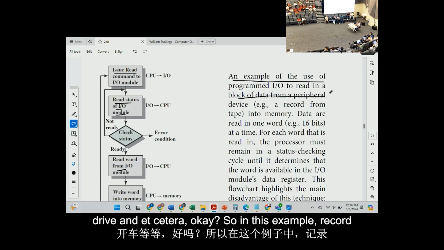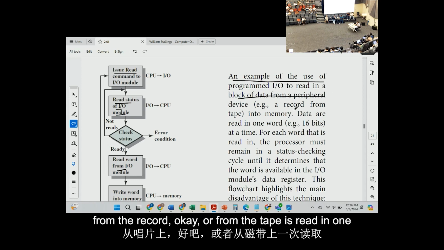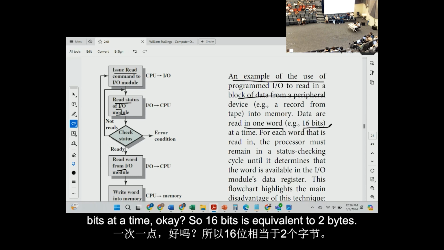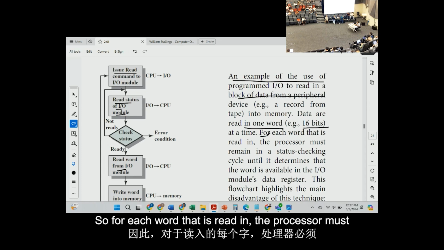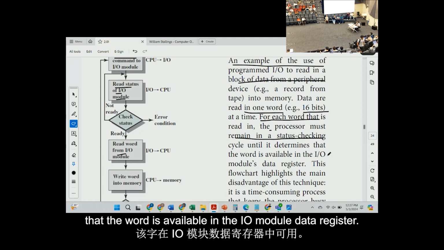Okay, so in this example, we record from tape into the main memory. So the data from the record, or from the tape, is read in one word at a time. So what is the size of that one word? It is 16 bits at a time. Okay, so 16 bits is equivalent to 2 bytes. So for each word that is read in, the processor must remain in a status check cycle until it determines that the word is available in the I/O module data register.